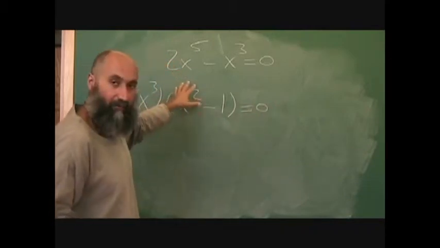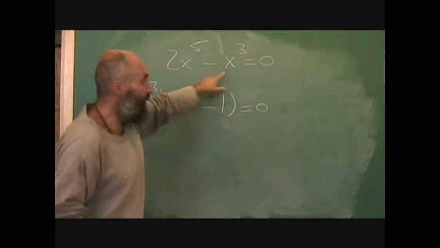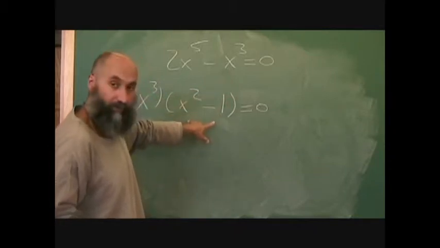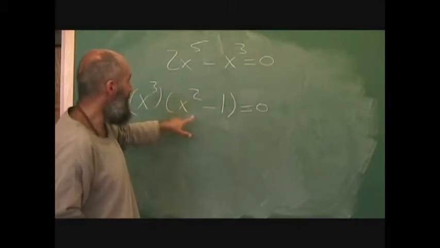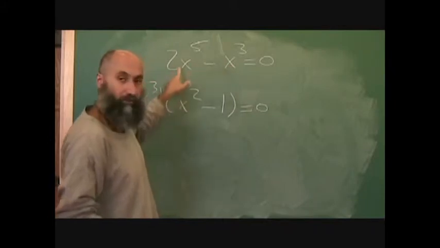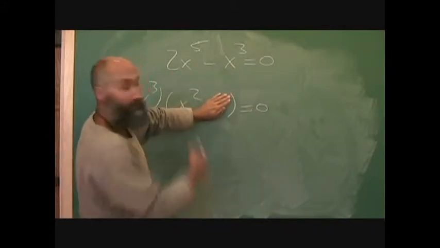Whenever you do GCF, always remember, if you start off with two terms, you have to end up with two terms. A lot of people make a mistake when they say, oh, we took the x cubed out, so there's nothing here, it's just x cubed times x squared.